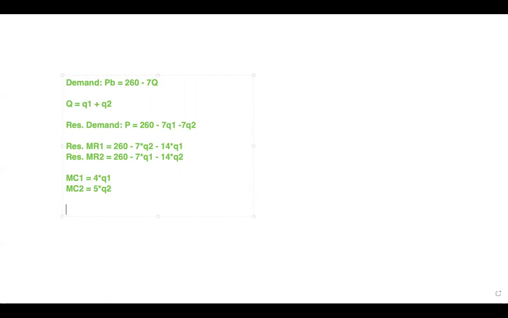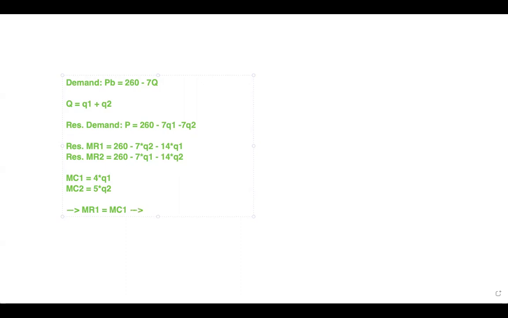So then again, our main condition for both of these firms in this situation is that we want to look for their profit maximizing quantity. So we're going to be setting marginal revenue for firm one equal to the marginal cost for firm one.